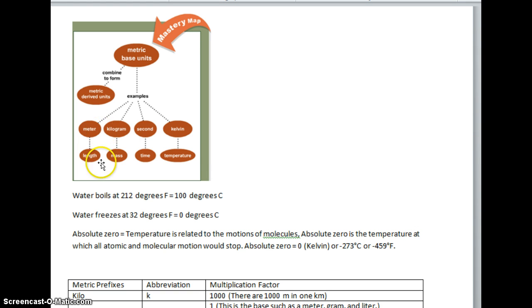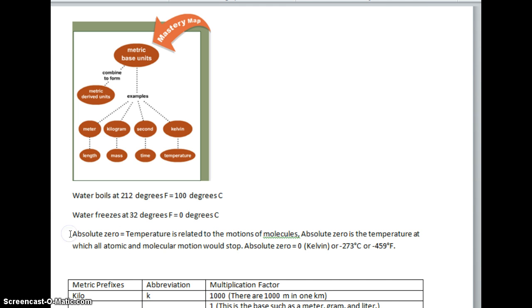You need to know meters is length, kilograms is mass, seconds is time, Kelvin is temperature. You need to know water boils at 212 degrees Fahrenheit, which is the same as 100 degrees Celsius. You need to know water freezes at 32 degrees Fahrenheit, which is the same as 0 degrees Celsius.